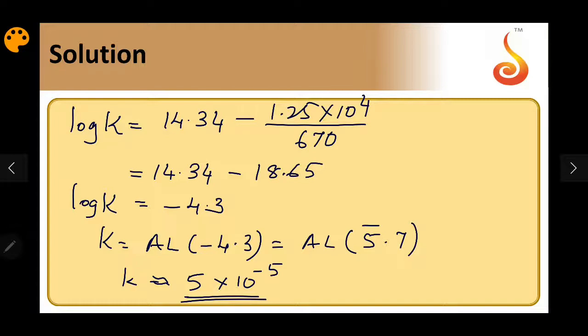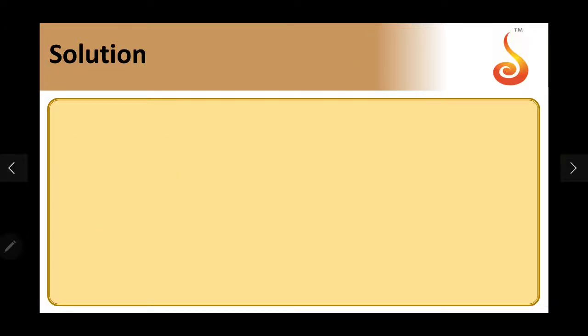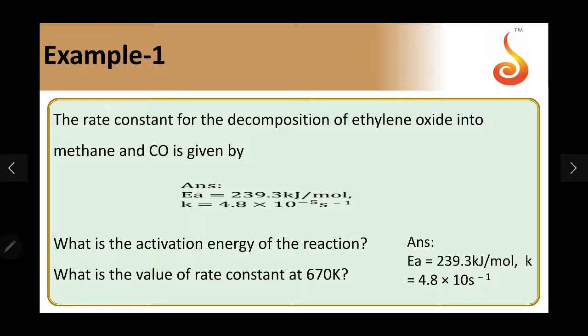So we'll go to the options. Activation energy is 239.3 and the K value is 4.8 × 10^-5. So 5 × 10^-5 is the answer expected. It is 4.8 × 10^-5.